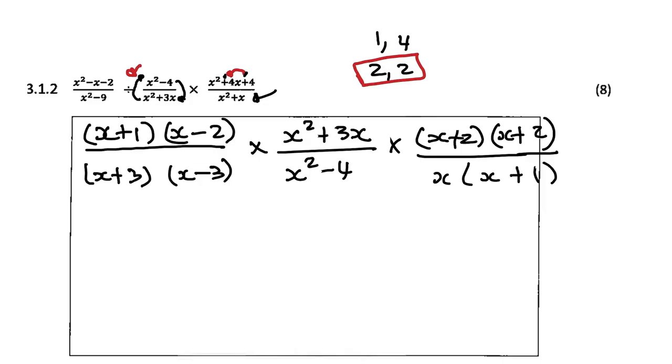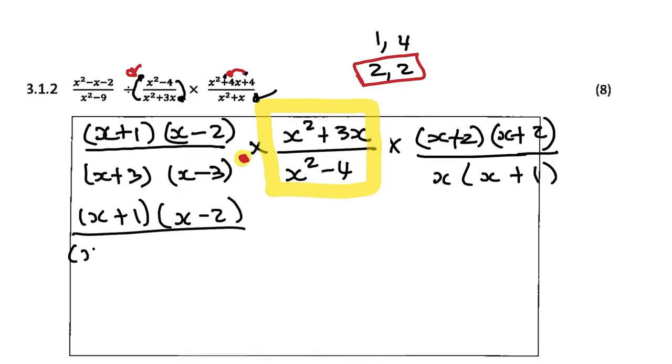So now the last thing that we have not factorized is this one here, because we had to do what? We had to just change it first to become multiplication here. So that is very much important. Remember, you change the division to multiplication. Don't forget that. Okay, so now let me just drop down everything as it is. We have x, x plus 1 into x minus 2, all divided by x plus 3 into x minus 3. And then now we have multiplication.